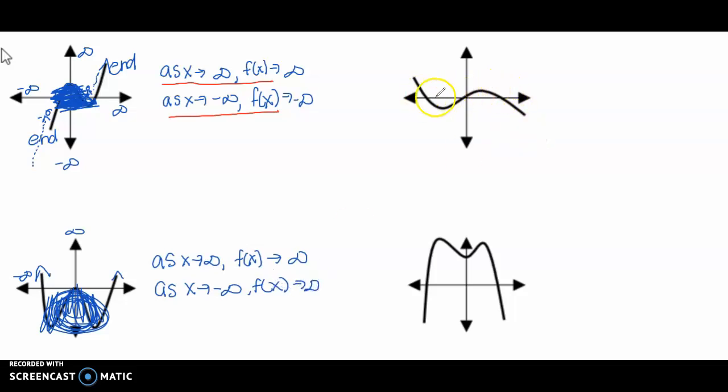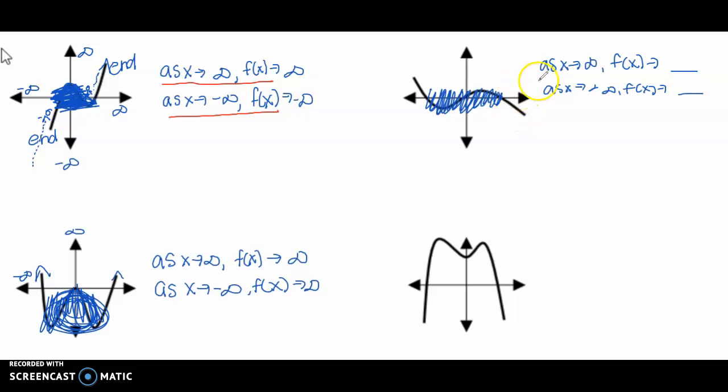Okay, all right, let's take a look at this one. So this one right here, who cares about the middle? If you want, just start by writing as x approaches infinity, f of x approaches, and then fill in the blank. This is the part that's the same. As x approaches negative infinity, what does your function approach? Fill in the blank. Okay, so who cares about the middle? We're getting rid of that.